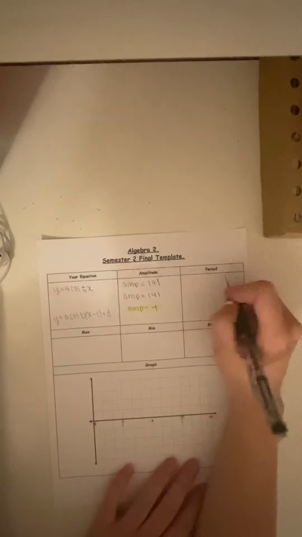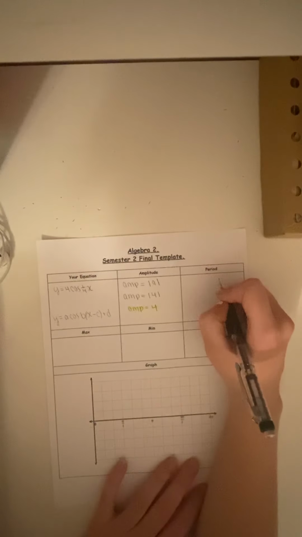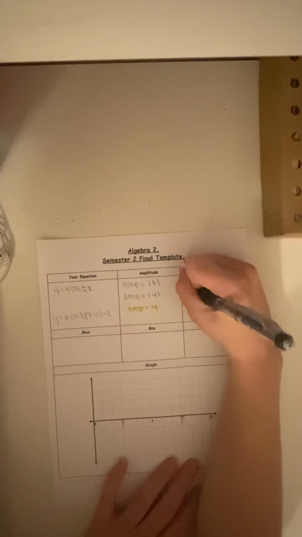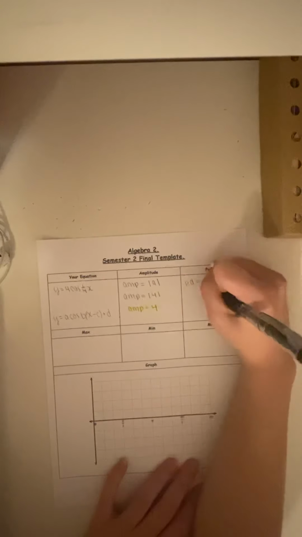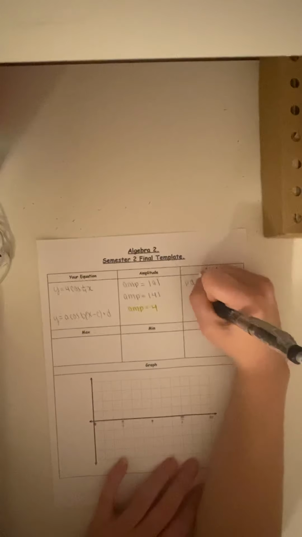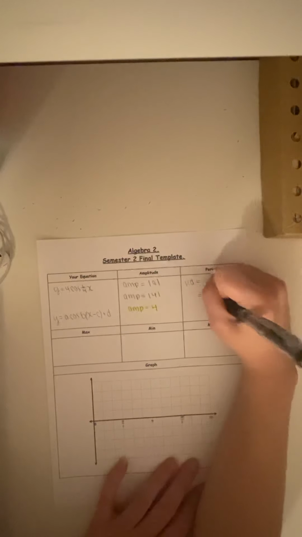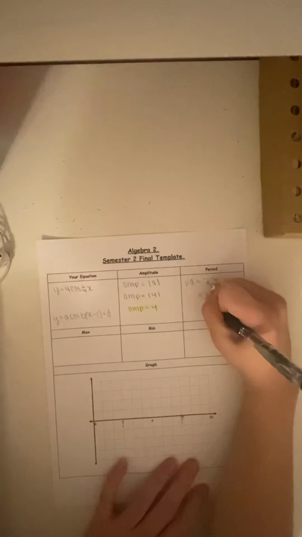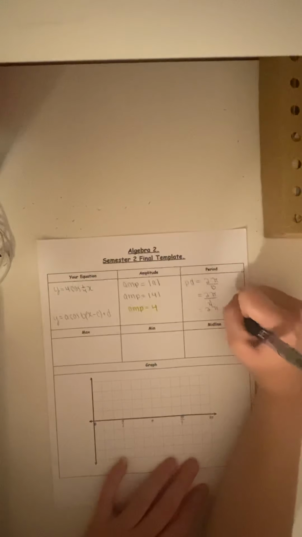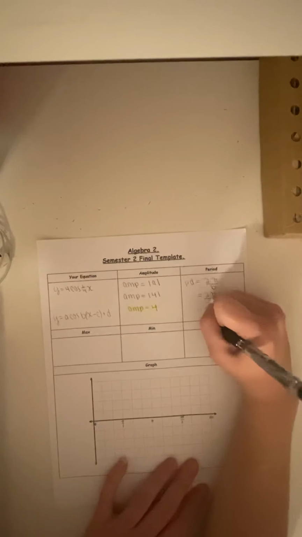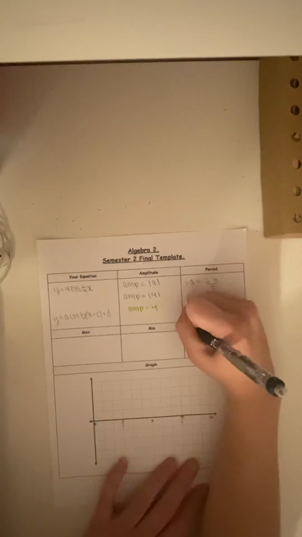Now we must find the period, which is the length of one cycle. To find the period, you must use the equation 2 pi over b. In our case, b is 1/4, so 2 pi over 1/4, which is going to be 2 pi times 4 over 1, which is ultimately 8 pi. So the period is 8 pi.